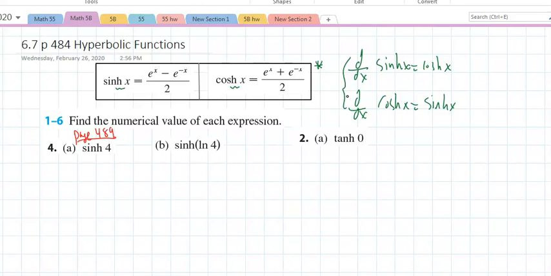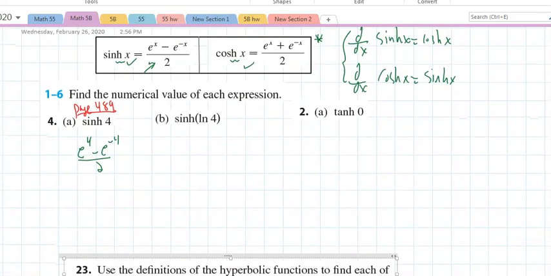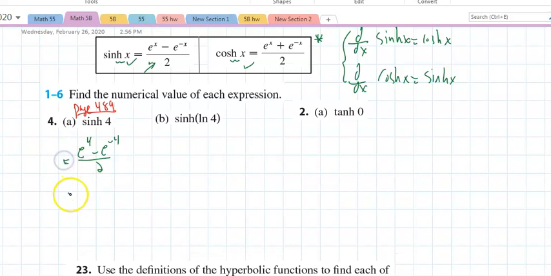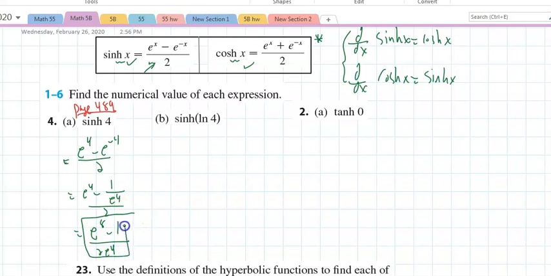So on page 489, I'm looking at problem number 4. It says, evaluate the hyperbolic sinh, that's how you pronounce it, sinh of x, cosh of x. Sinh and cosh. So this would be, based on this definition, e to the 4 minus e to the minus 4 divided by 2. That would be e to the 4 minus 1 over e to the 4 divided by 2. That is e to the 8 minus 1 over 2 e to the 4. There it is.